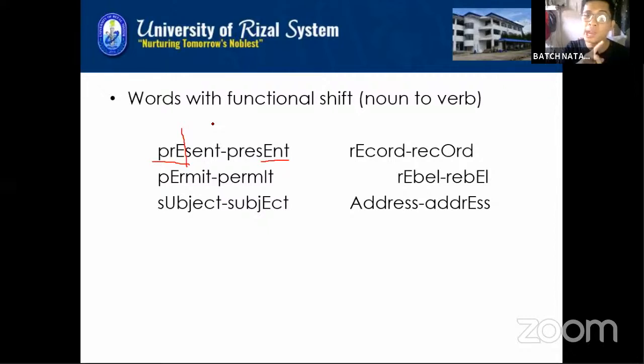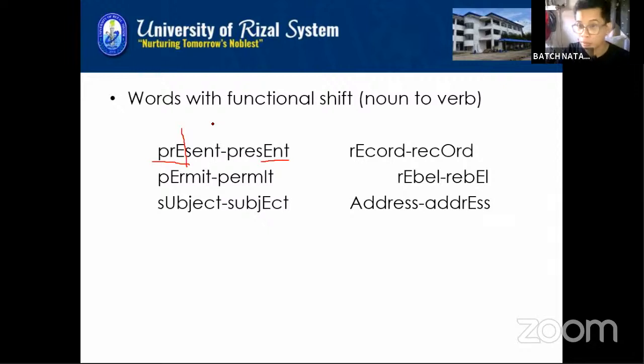Then we have record, record. Record is a noun, record is a verb. The record that she records is amazing. The record that she records is amazing. Okay, again, so that's functional shift.